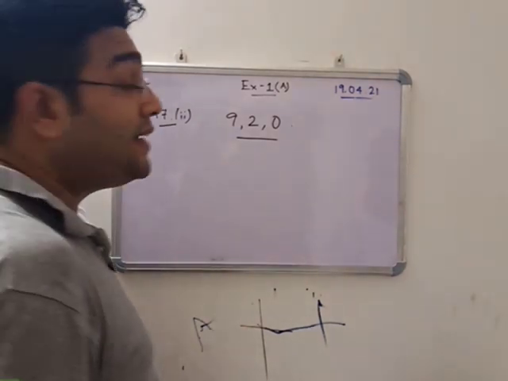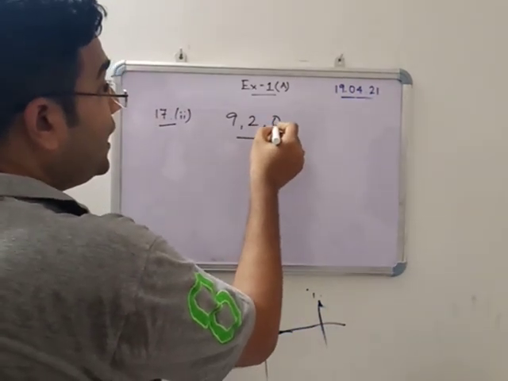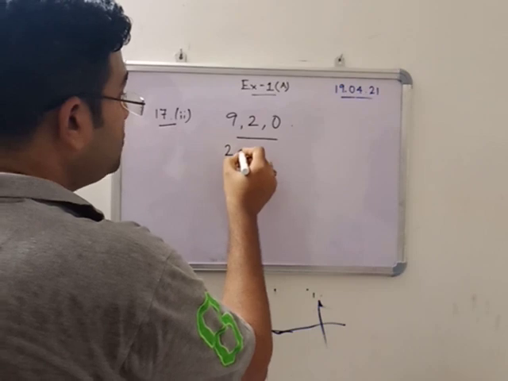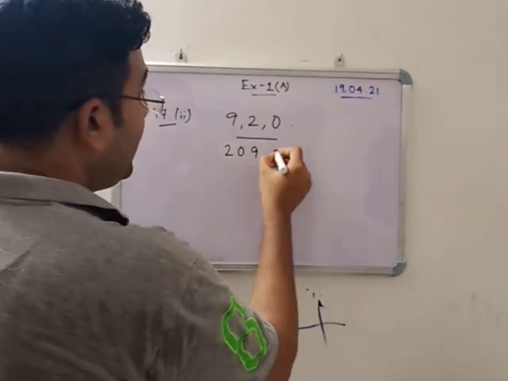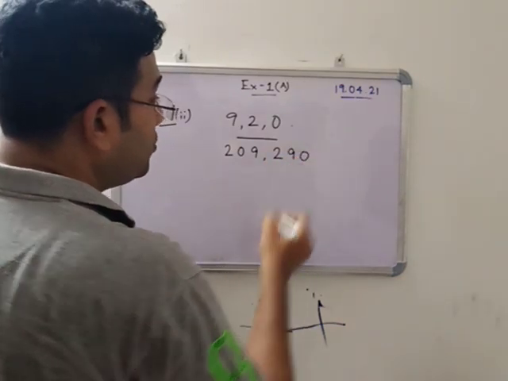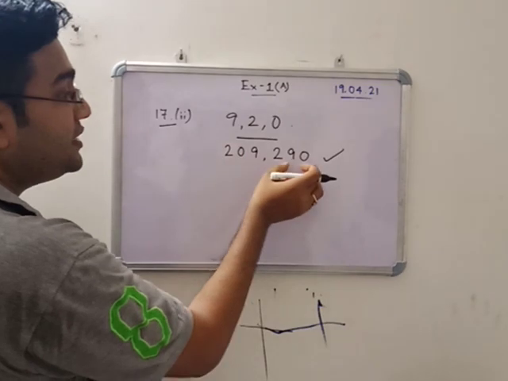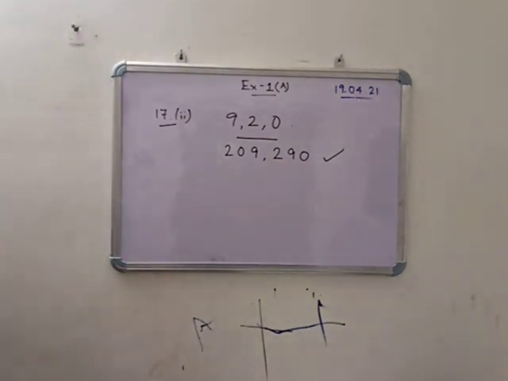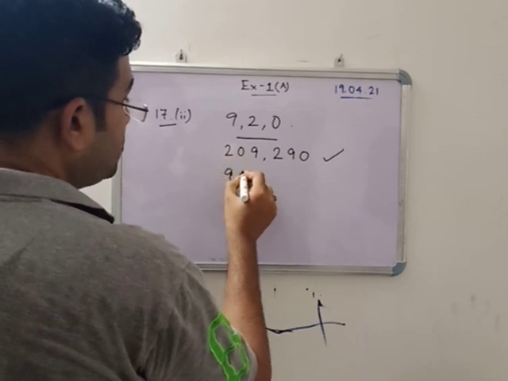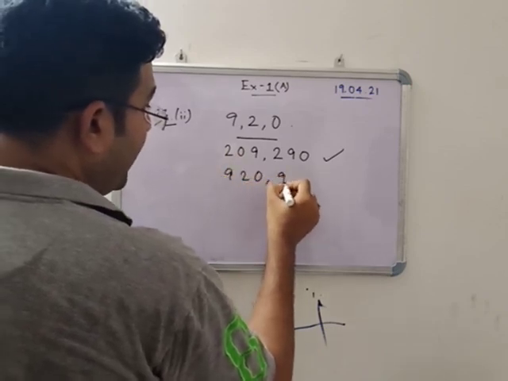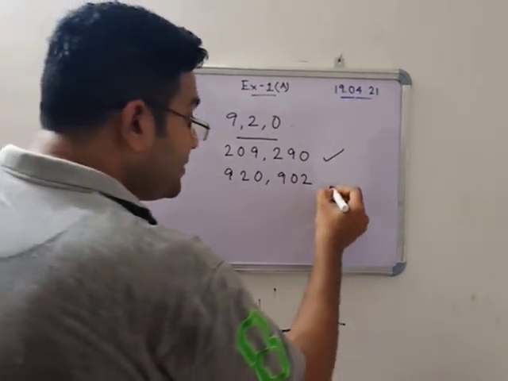So now see that you can write here, if we start with 2, 209 and 290 is possible. Yes, it is possible because it is a 3-digit number. Now the next one we can write 920, 902. Is it possible? Yes, it is possible.